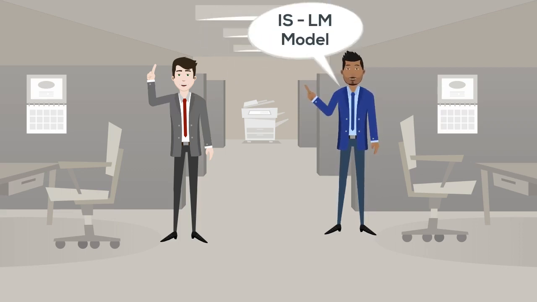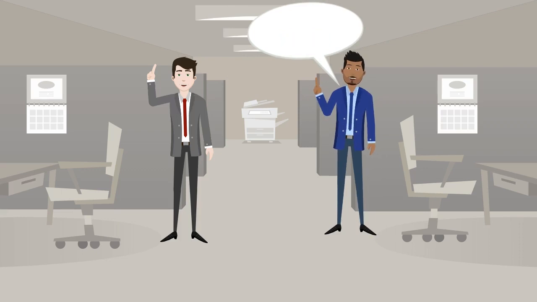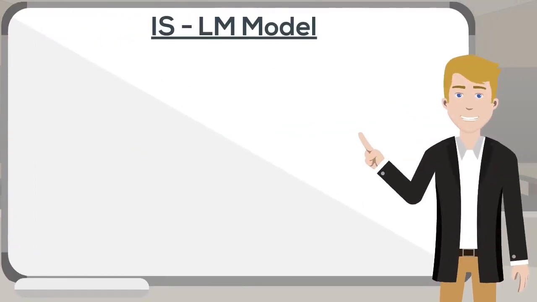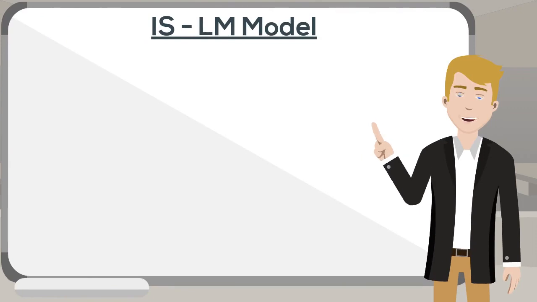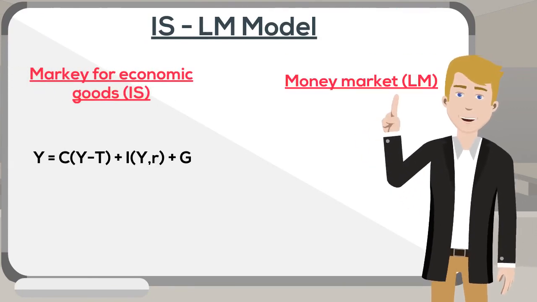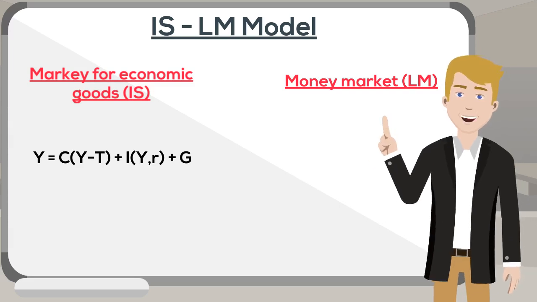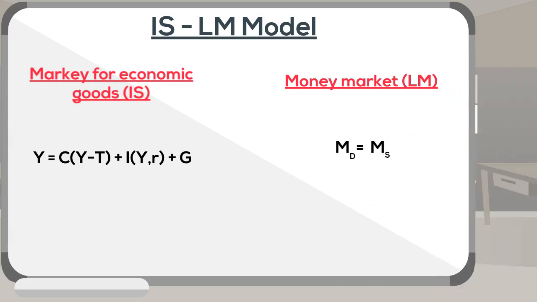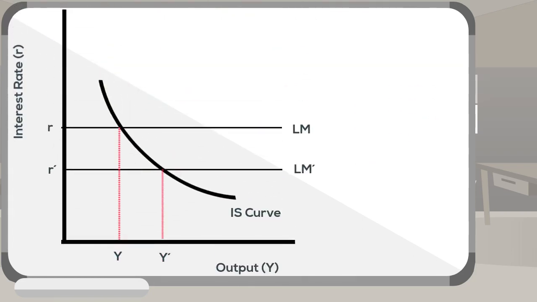Well, this brings us to the ISLM model. The ISLM is a model that shows how the market for economic goods, IS, interacts with the money market, LM. LM is defined by the following function, where money demand equals money supply. The ISLM model is represented as a graph in which the IS and LM curve intersect to show the short-run equilibrium between interest rates and output.